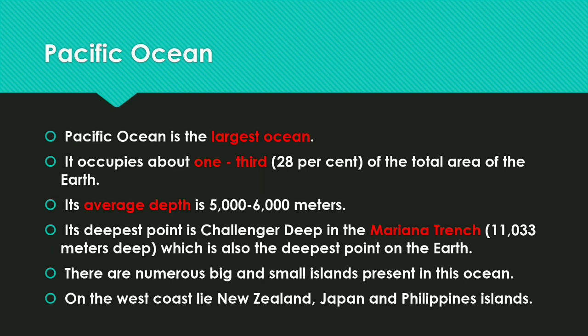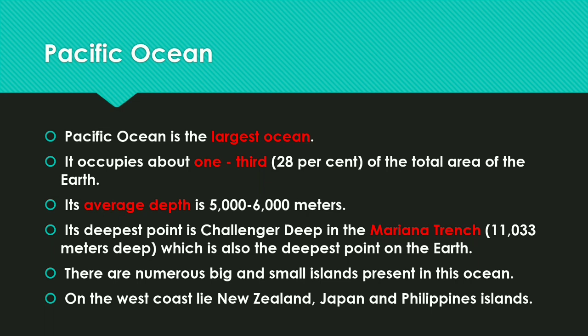Okay, so it is the deepest point of the earth, that is Challenger Deep. And where is it? In Mariana Trench in Pacific Ocean. Therefore, Pacific Ocean is also called the deepest ocean. Challenger Deep in Mariana Trench, which is in Pacific Ocean, is the deepest point on the earth. And what is the depth? Depth is 11,033 meters.